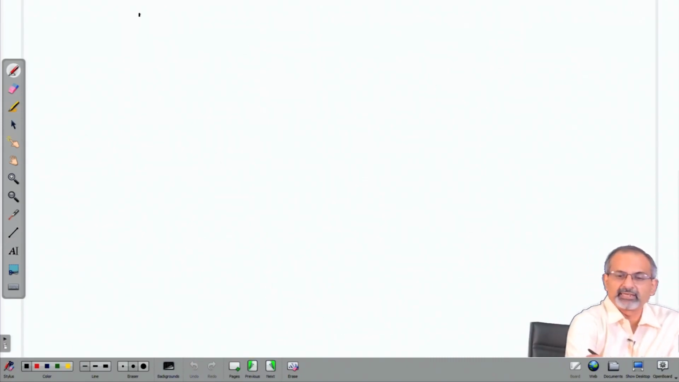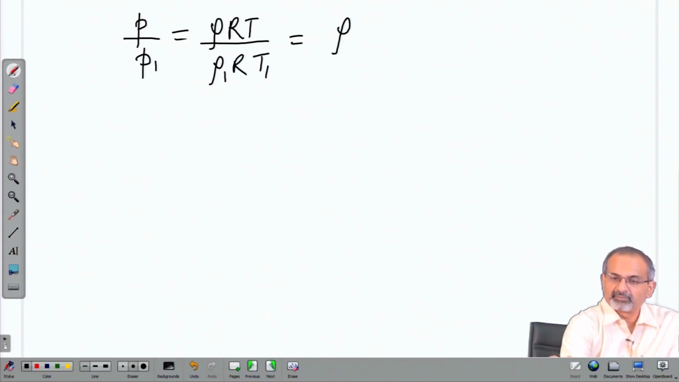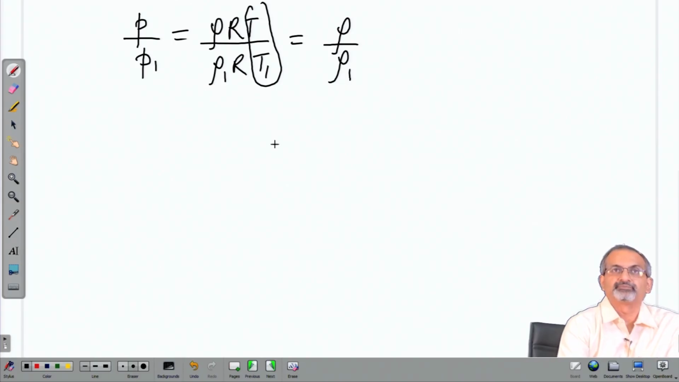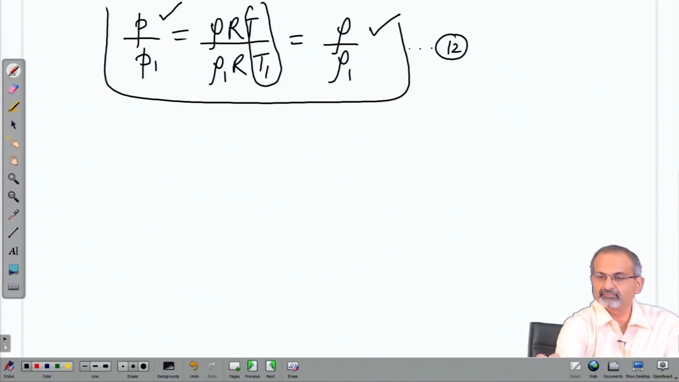Now, from the equation of state, if you apply it between the 2 points within the isothermal layer, the starting point and the one at altitude h, how does it work out? The pressure ratio is going to be equal to the density ratio because the temperature is constant. So, you have already worked out the pressure ratio, the density ratio is identical. So, this relation can be called 12. We will keep track of these equations because when we solve problems, we have to invoke these equations.